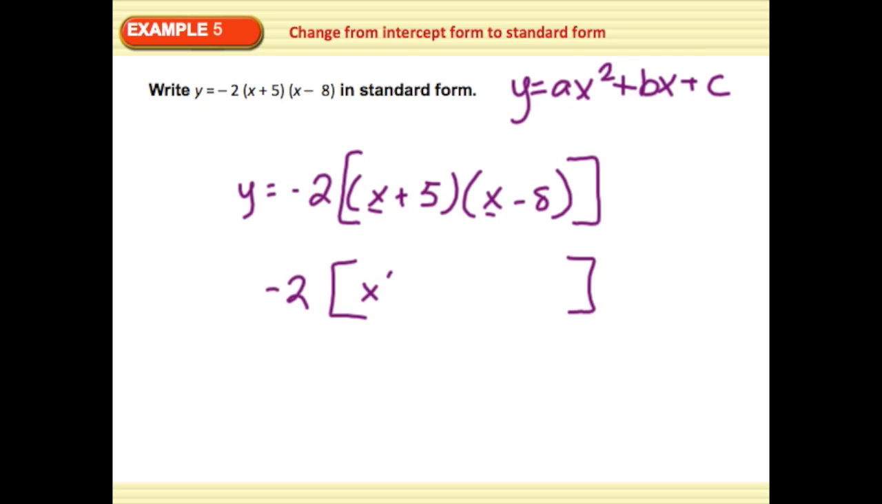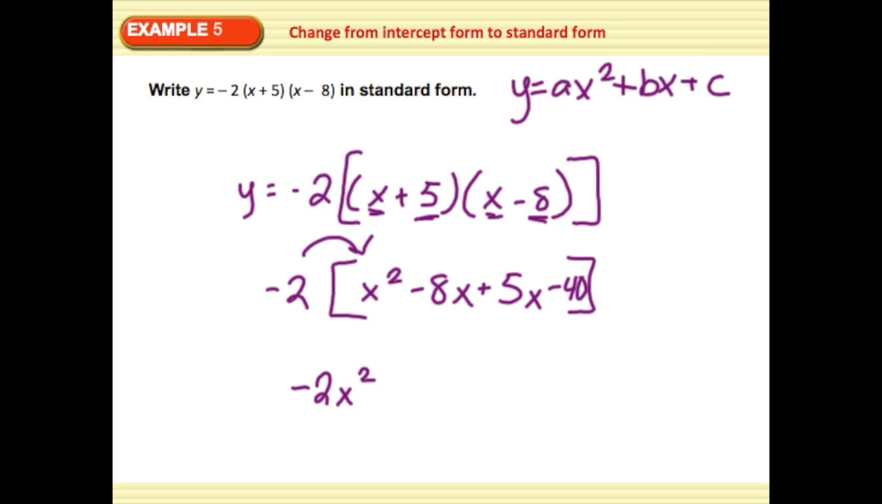My first terms in this example are x and x. So x times x is x squared. My outer terms, x and negative 8, is negative 8x. My inner terms, 5 and x. And my last terms, 5 and negative 8, is minus 40. Now, I actually need to distribute that negative 2 that was at the front to all those inner terms in order to account for it.